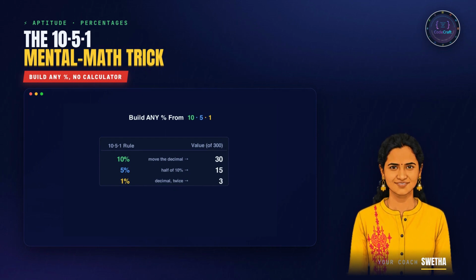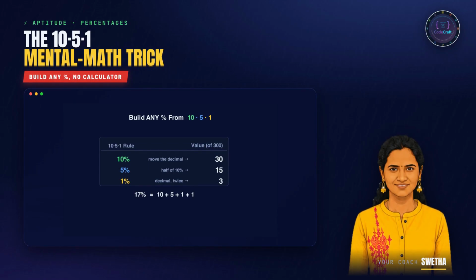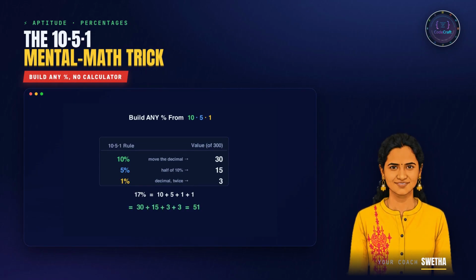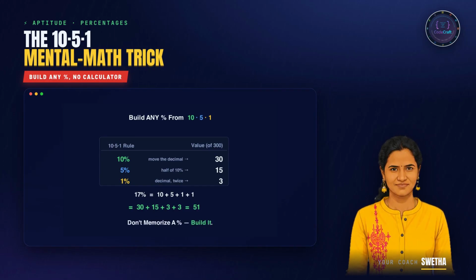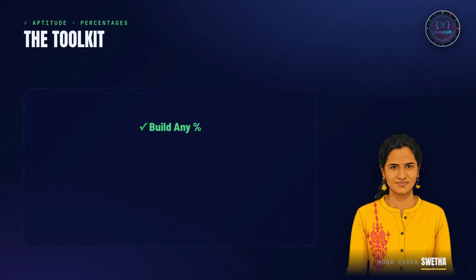Now watch. Any percentage is just these pieces added up. Want 17% of 300? 17 is 10 plus 5 plus 1 plus 1. So 30 plus 15 plus 3 plus 3. 51. No calculator, no formula. You just build. So you can build any percent now, but some numbers are just awkward.